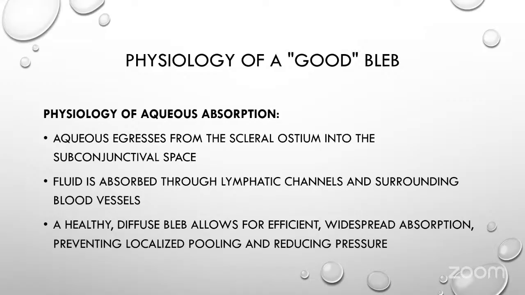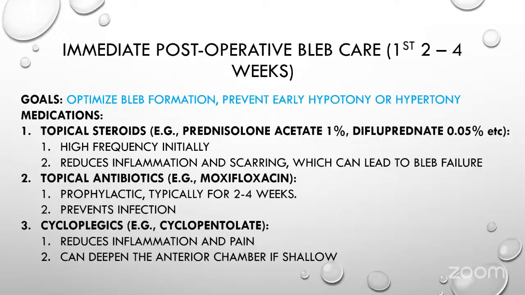The physiology of a good bleb should allow for good aqueous egress from the scleral ostium into the subconjunctival space. And this fluid should be absorbed into the lymphatic channels that surround or lie within the conjunctiva and its surrounding blood vessels. In essence, a healthy diffuse bleb allows for efficient widespread absorption, not a localized elevated bleb, preventing this localized formation and attendant raised pressure over time.